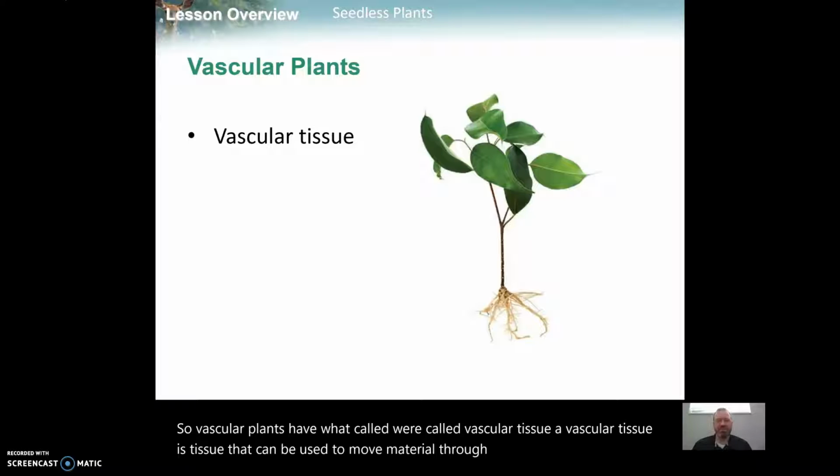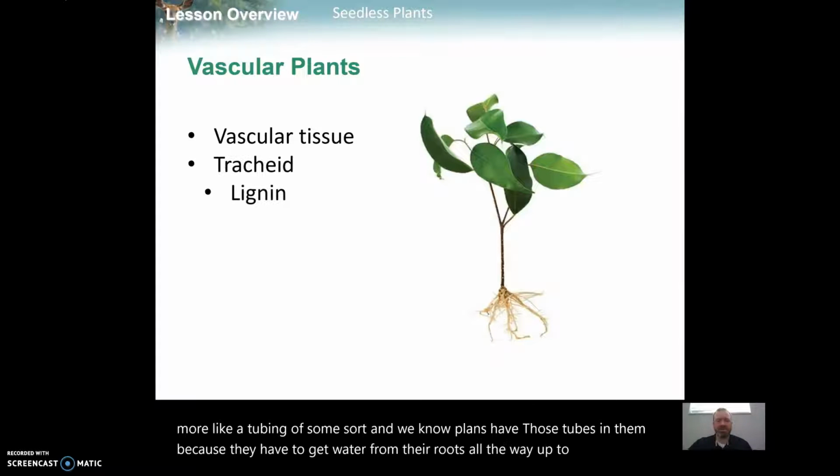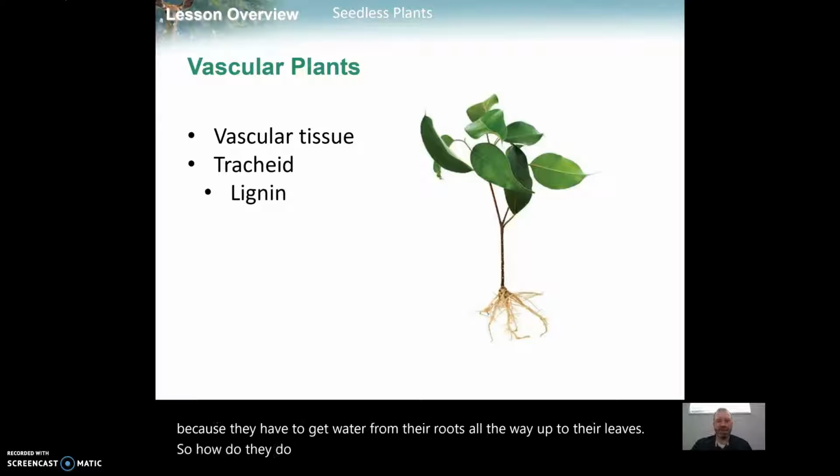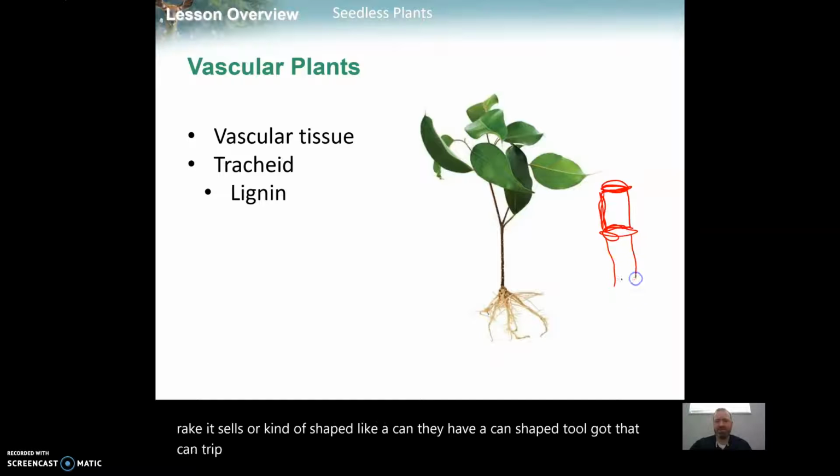They talk about it as being more like a tubing of some sort. And we know plants have those tubes in them because they have to get water from their roots all the way up to their leaves. So how do they do that? Well, inside they have cells that are called tracheae. The tracheae cells are kind of shaped like a can, and they stack on each other too.